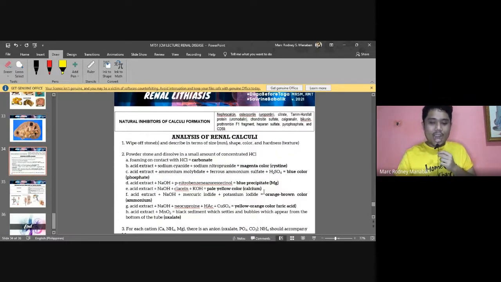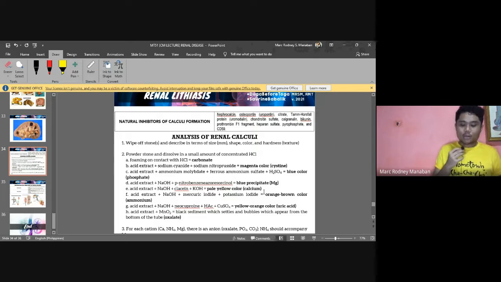Alright. Now, for natural inhibitors of calculi formation, another reason why you are possibly a stone former is that you lack these natural inhibitors of calculi formation, such as nephrocalcin, osteopontin, citrate, Tamm-Horsfall protein, uromodulin, chondroitin sulfate, calgranulin, bikunin, prothrombin F1 fragment, heparan sulfate, pyrophosphate, and CD59.